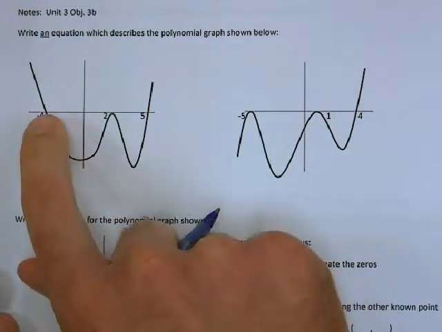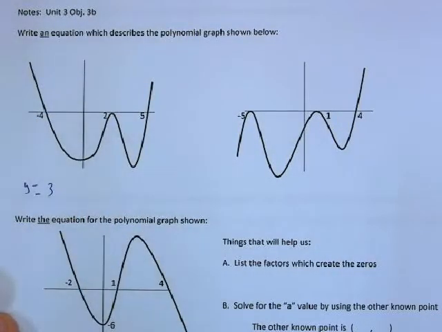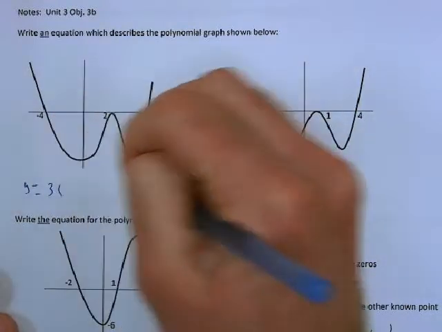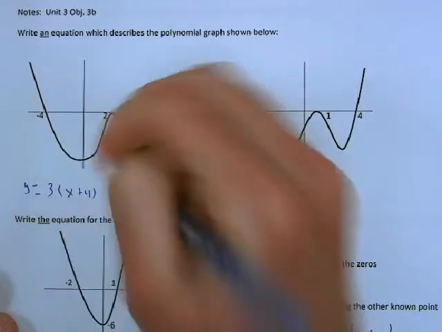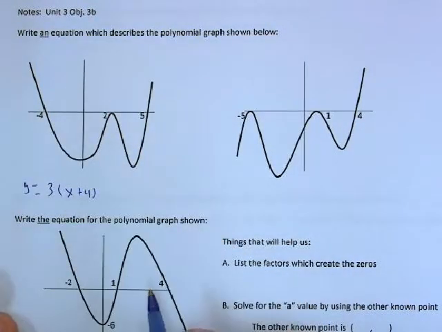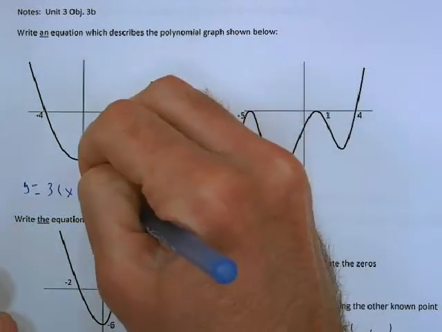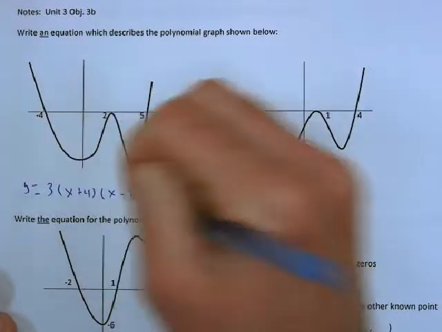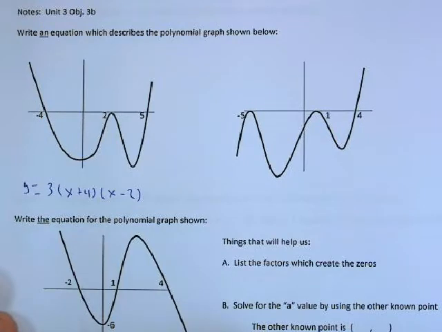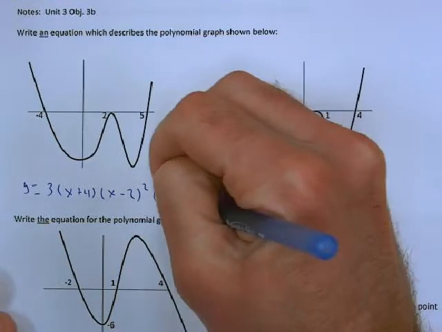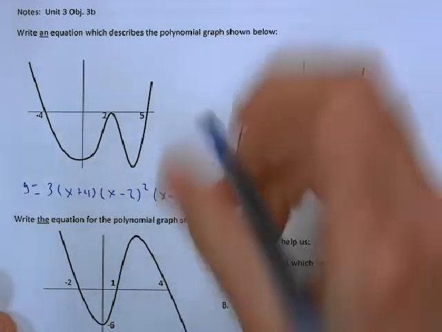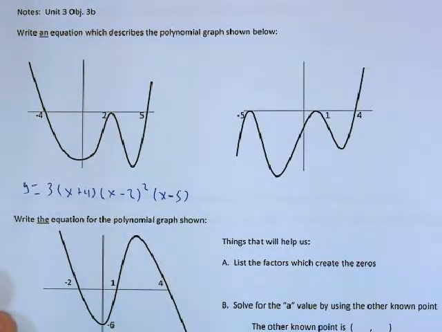And then I got 1, 2, 3 x-intercepts, which means I'm going to have 3 factors in my equation. To get an x-intercept at -4, I got to have x plus 4. It passes through, so then it's to the first power. Here, to get an x-intercept at +2, I got to have x minus 2. And since it bounces there, I know that has to have a multiplicity of 2. Technically, any even multiplicity, but we're going to stick with 2. And then to get an x-intercept at +5, I got to have x minus 5 as a factor. And since it passes through, we're going to leave it to the first power. So then there's my equation.